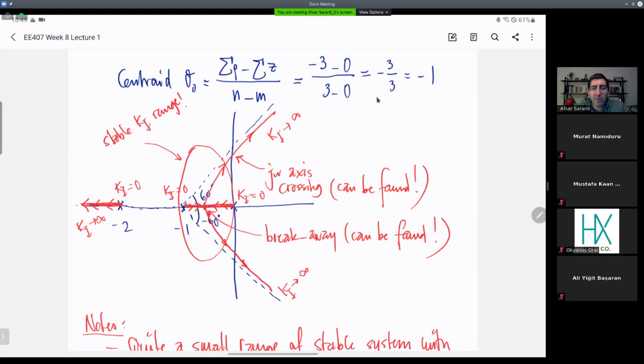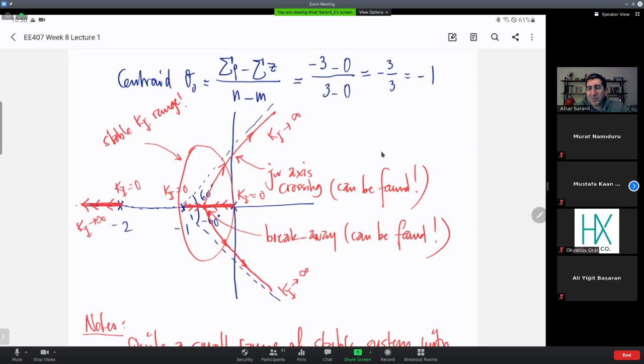So that means some of the branches will necessarily go to the unstable side, and that causes quite a small stable region when you want to place the closed loop poles.